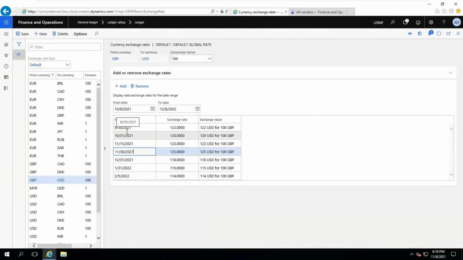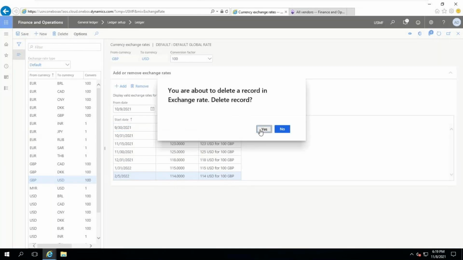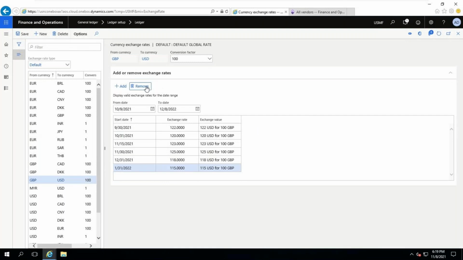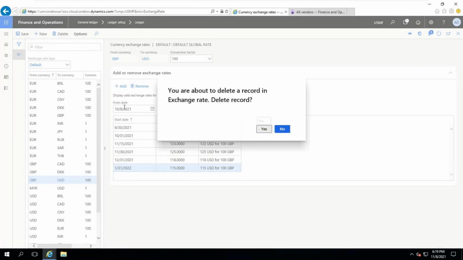Let me change this exchange rates dates. Because this is a data, you can create. I cannot modify the dates. System will not allow you.